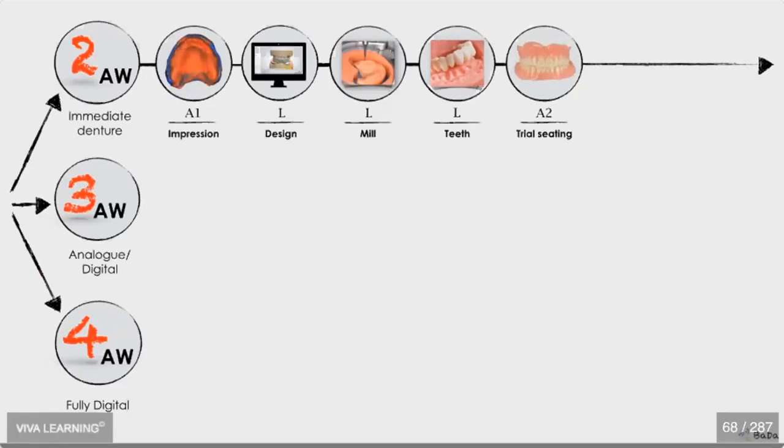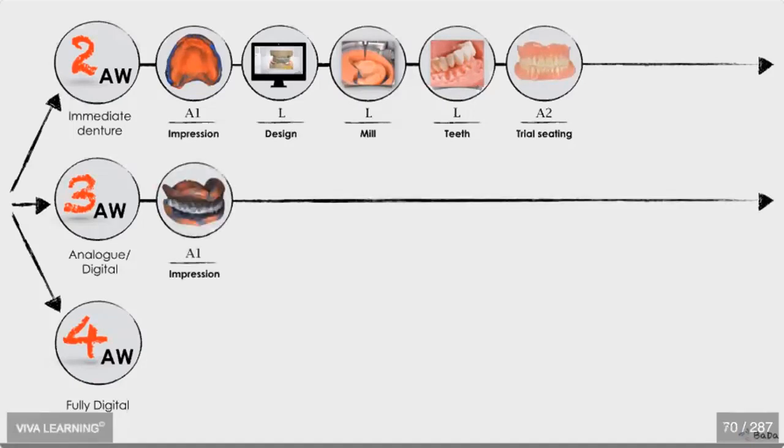The 3-appointment workflow uses a combination of analog and digital. Here, if your patient is wearing his existing complete dentures, what you do is duplicate them and use them as a custom tray. So you border mold maxillary and mandibular and grab a centric relation record. That's your first appointment. Along with some other data that you have to collect, you send it to the lab. The lab will design the dentures virtually, share it with you, and you approve it.